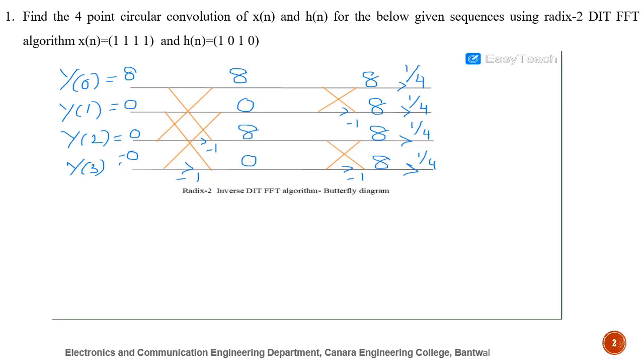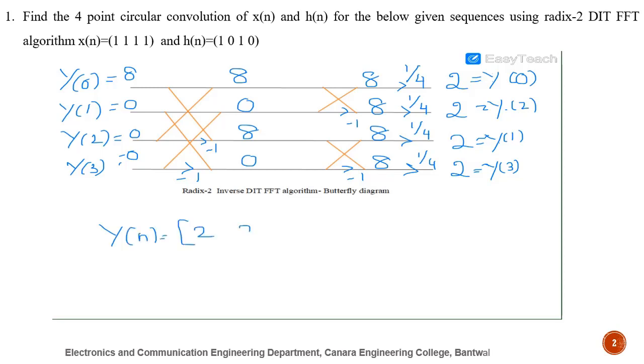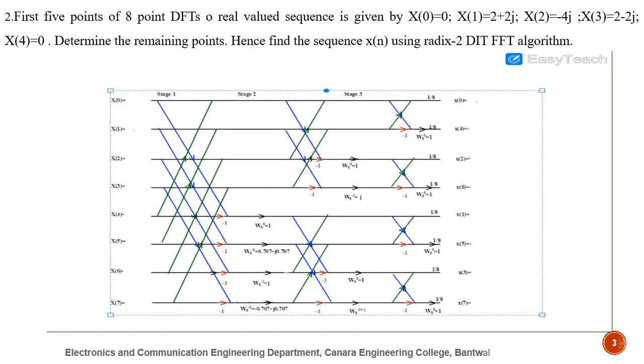When I divide it by 4, I get here 2, 2, 2, 2, and it is decimation in time. So therefore, it is X of 0, X of 2, X of 1, X of 3. Sorry, these are all Y values. So I get y of 0, y of 2, y of 1, y of 3. So I have the value y of n equal to 2, 2, 2, 2. This is your answer. We'll move on to the second problem of tutorial number 6.